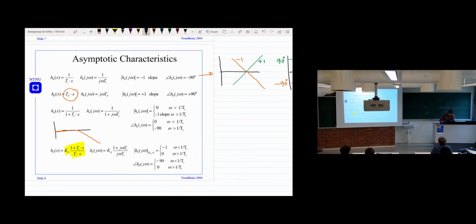So if we want to plot it for the PI, what you see is when the frequency is very small, then in 1 plus TIs, the TIs is a small part. So you can neglect this small part, it is 1 over TIs, and it behaves like an integrator. So if it behaves like an integrator, then we will find -1 slope as for an integrator. So we can write it as an integrator with a slope of -1.